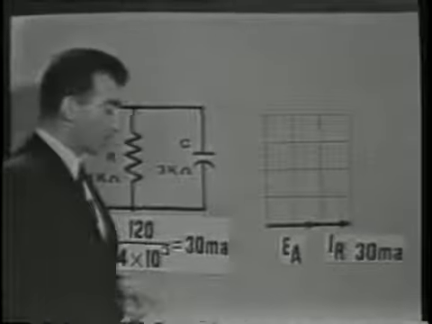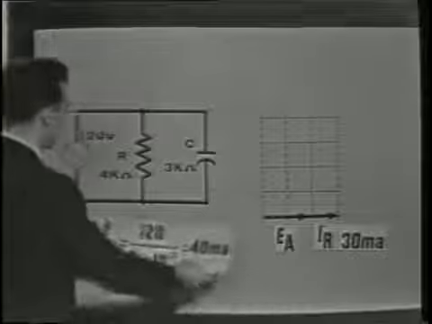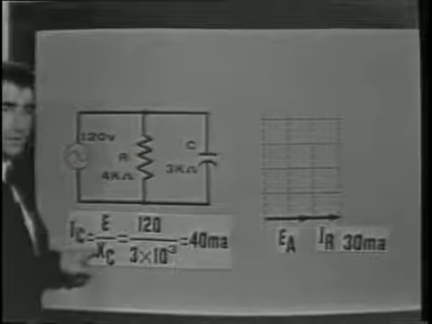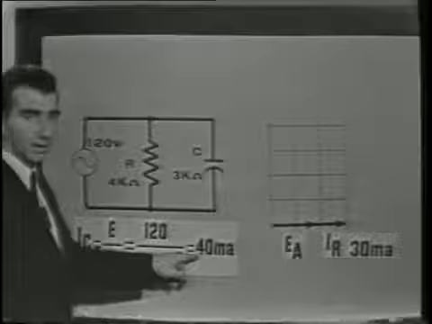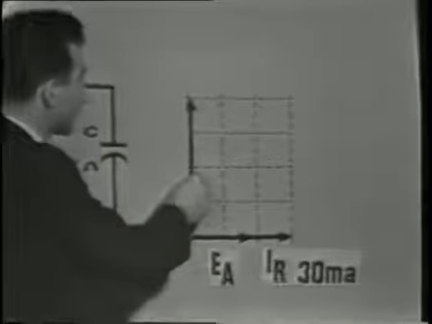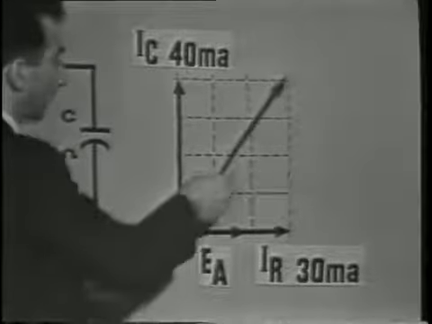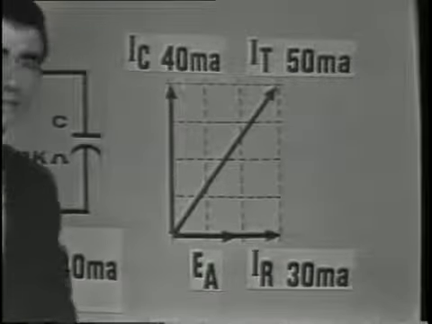Now, the capacitive current, or IC, may be found in exactly the same way, simply applying Ohm's law. In this case, IC is equal to the voltage over the capacitive reactance. 120 volts over 3 kΩ equals 40 milliamps. And the vector for IC, or our capacitive current, will show 40 milliamps 90 degrees ahead of EA, because the capacitor introduces a phase shift. Now we can draw our parallelogram and find the approximate total current by simply measuring the length of the resultant vector. In this case, if we measured the resultant vector, it would be 50 milliamps, or IT is 50 mils.